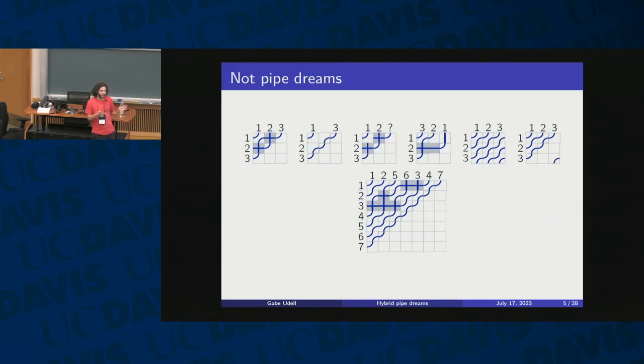Here are some things which I'm not going to call pipe dreams. Some of these are called pipe dreams in other contexts. We're not going to allow the 2 pipe and the 3 pipe to cross in 2 different spots. We're going to have pipes in every place. We won't have pipes connecting that edge and that edge, or random pipes like that. And here's another example of 2 pipes crossing twice, but it's a little harder to see.